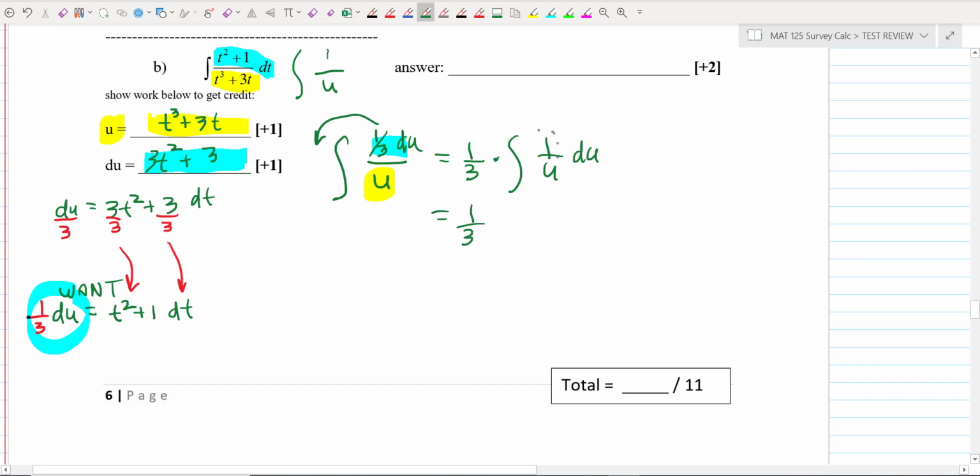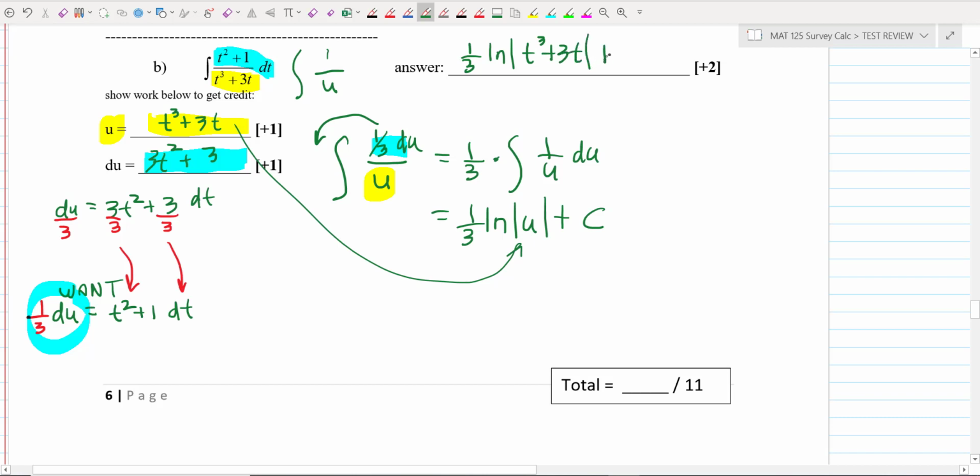Okay, the antiderivative of 1 over u is ln, absolute value of u, and then don't forget your plus c. I docked you half a point if you forget your plus c, because you're wrong if you don't include that in there in an indefinite integral. Now we just plug in the u. The final answer will be 1/3 ln, absolute value, t cubed plus 3t plus c.